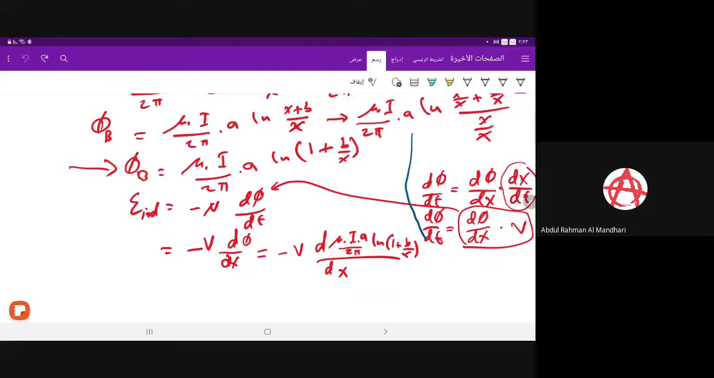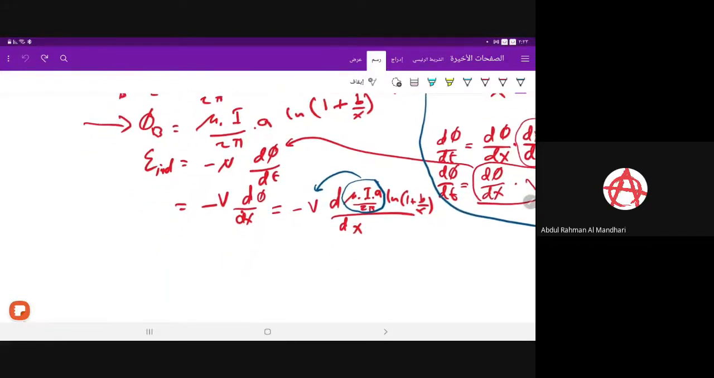We are speaking about that part here. Okay. Now we know this part here, all of this part is constant. So we can take it out from the differential process. Okay. So let's write it now: epsilon induced equals minus v, mu naught I into a over 2 pi. Okay. Now what are we differentiating? ln of 1 plus b over x.